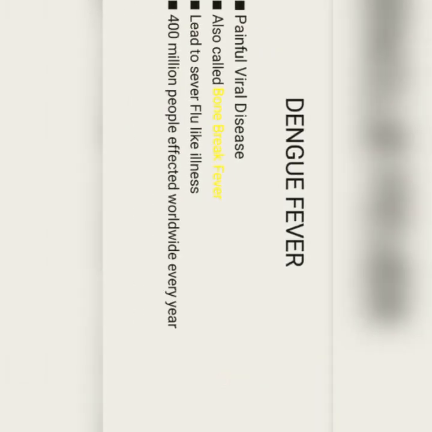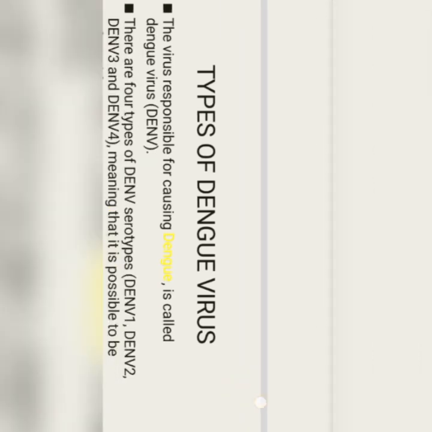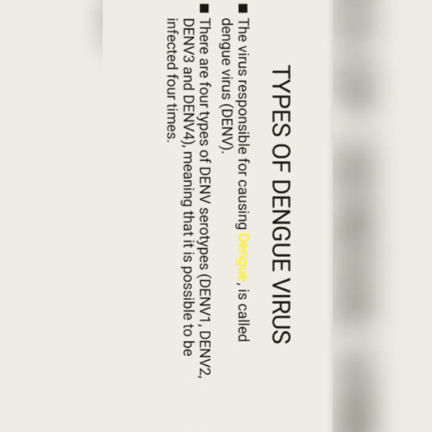Dengue fever. Dengue fever is a painful viral disease, also called break-bone fever. It leads to severe flu-like illness. It infects 400 million people worldwide every year. Types of dengue viruses. The virus responsible for causing dengue is called dengue virus, or DENV in short. There are four DENV serotypes: DENV1, DENV2, DENV3, and DENV4, meaning that it is possible for a single person to be infected 4 times.